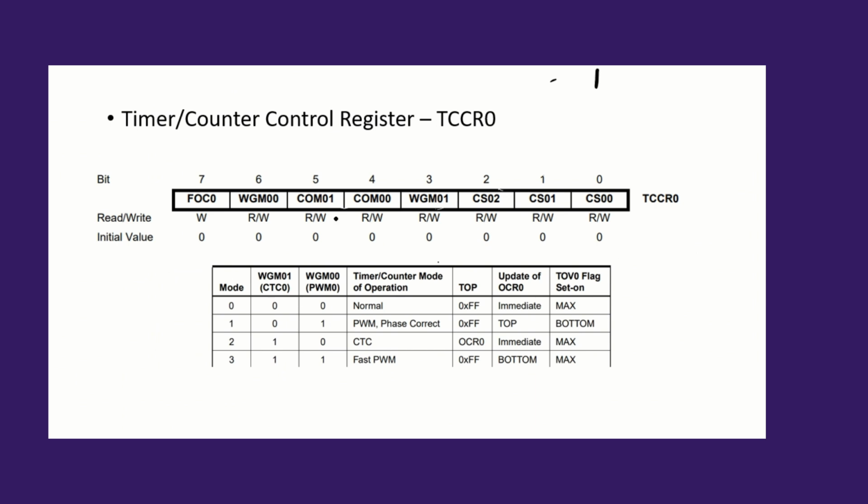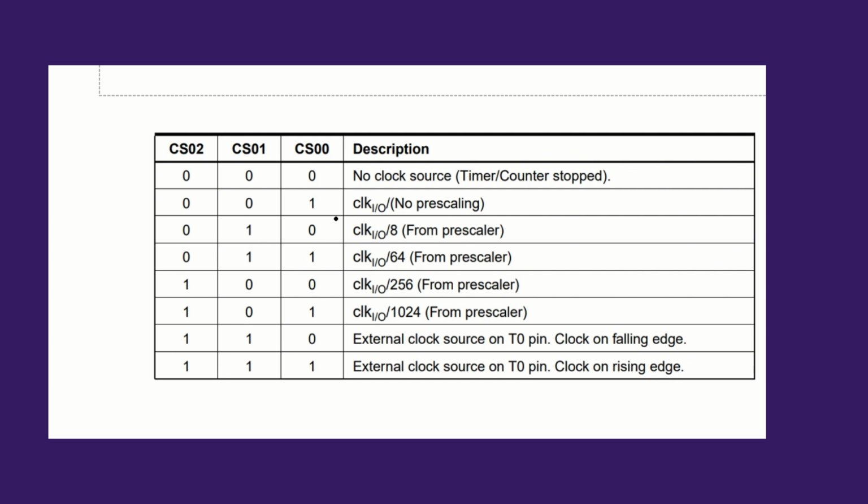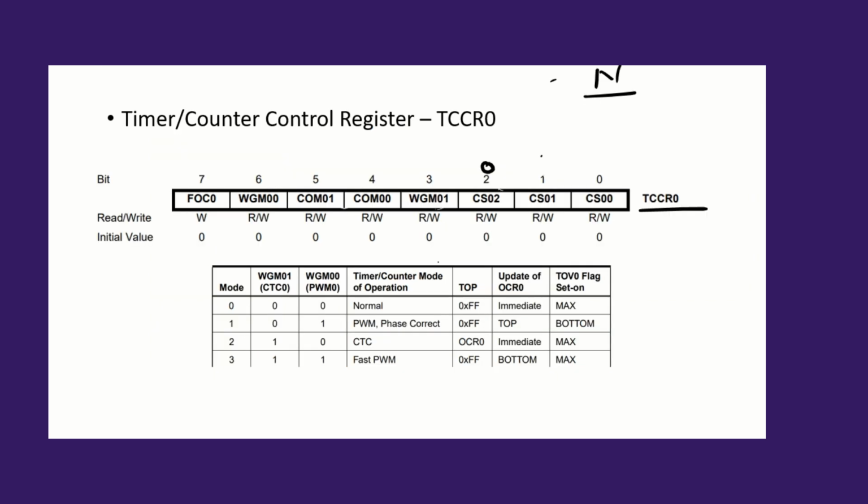To set the prescaler value, we have to use the TCCR0 register, and bits number 0, 1, 2 are used to configure the value of n. We have different options: in this case the counter will be stopped, no clock source, timer counter stopped, and no prescaling, divided by 8, 64, 256, 1024. So if we want to select n equal to 8, we have to write 010 into this register.